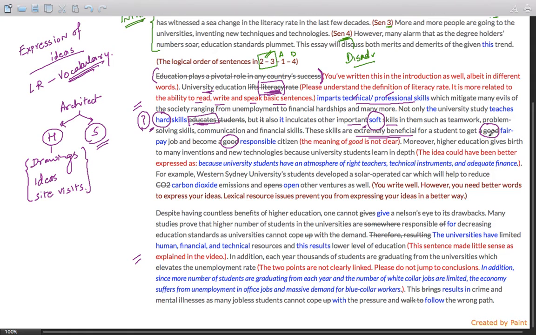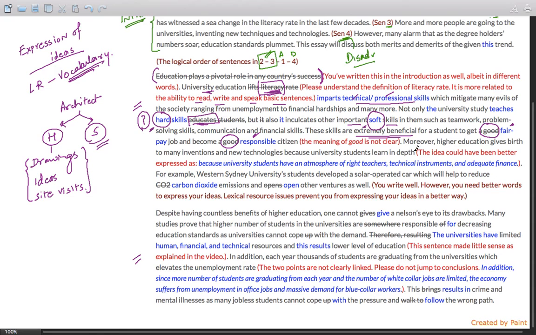However, "good" is a lexical resource or vocabulary issue. Now instead of writing good, you should have written fair pay job or a responsible citizen. These responsible and fair pay, they are much better words in terms of understanding the meaning of the sentence than good.